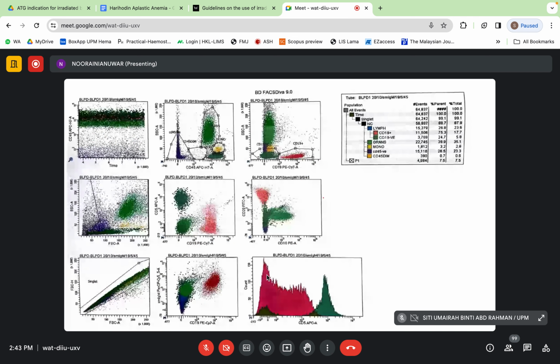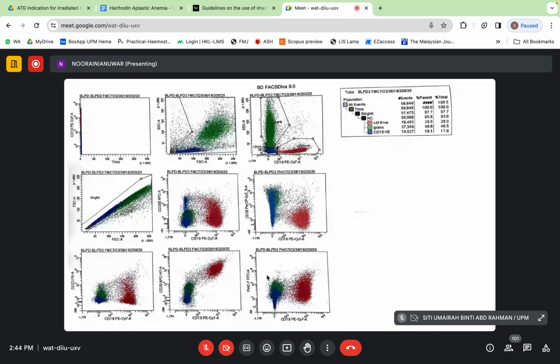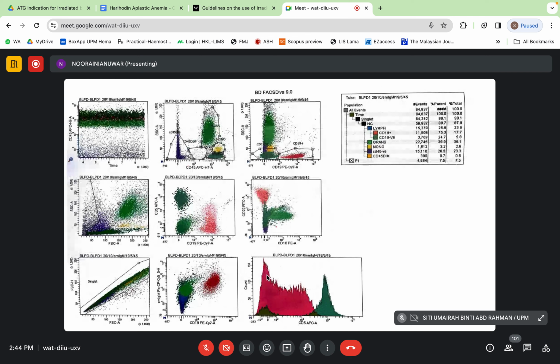Right, so we proceed with the BLPD panel. It shows that our population of interest is positive but dim for CD5, positive for CD20, and positive for surface immunoglobulin, surface IgM.